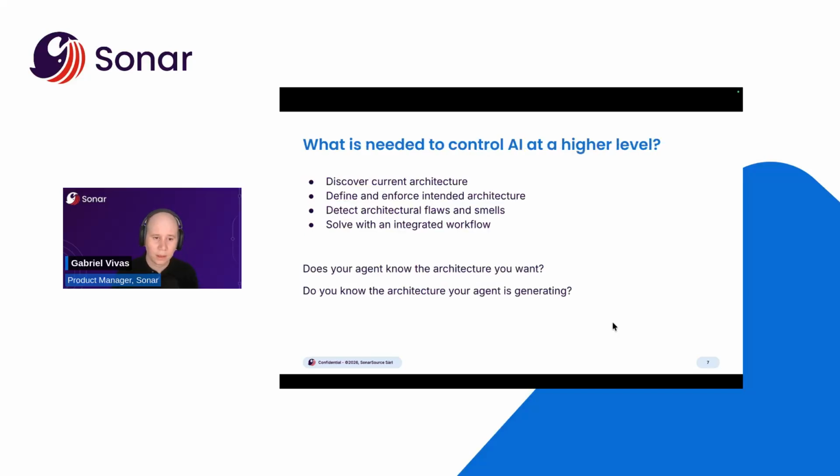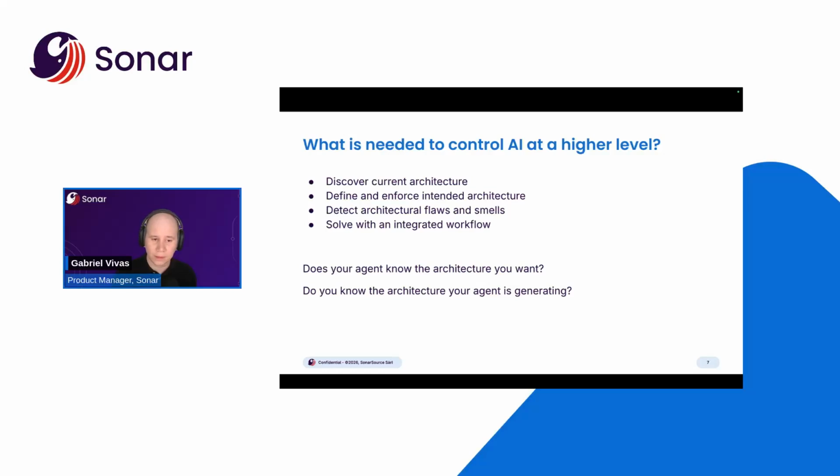Now, what is actually needed if you want to control AI agents at a higher level? Because if you're using AI agents with your project, in your applications, you've noticed that you accumulate big changes, big pull requests, and reviewing that is a lot of effort. So if you wanted to control that, manage that at a higher level, what is needed?